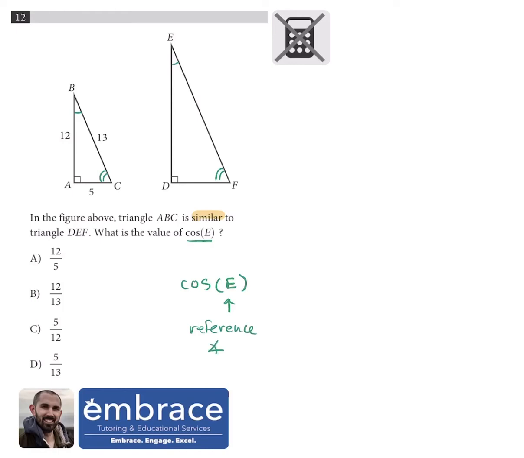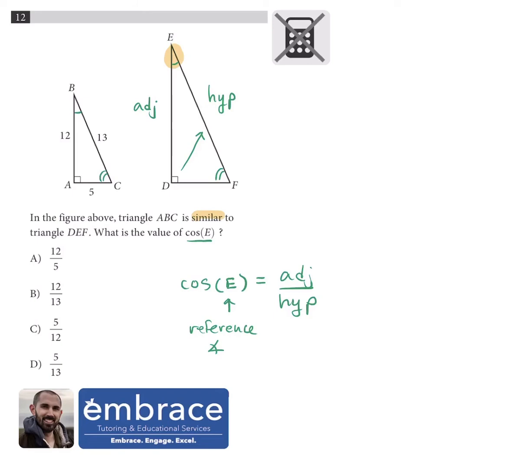All right, so I'm going to highlight that in the problem. And the cosine is a ratio of side lengths. It's the ratio of the adjacent side over the hypotenuse side. So if we're referencing angle E, this is going to be our adjacent side, and this is going to be our hypotenuse side. The adjacent side is always the side next to the reference angle, and the hypotenuse is always the side across from the right angle.